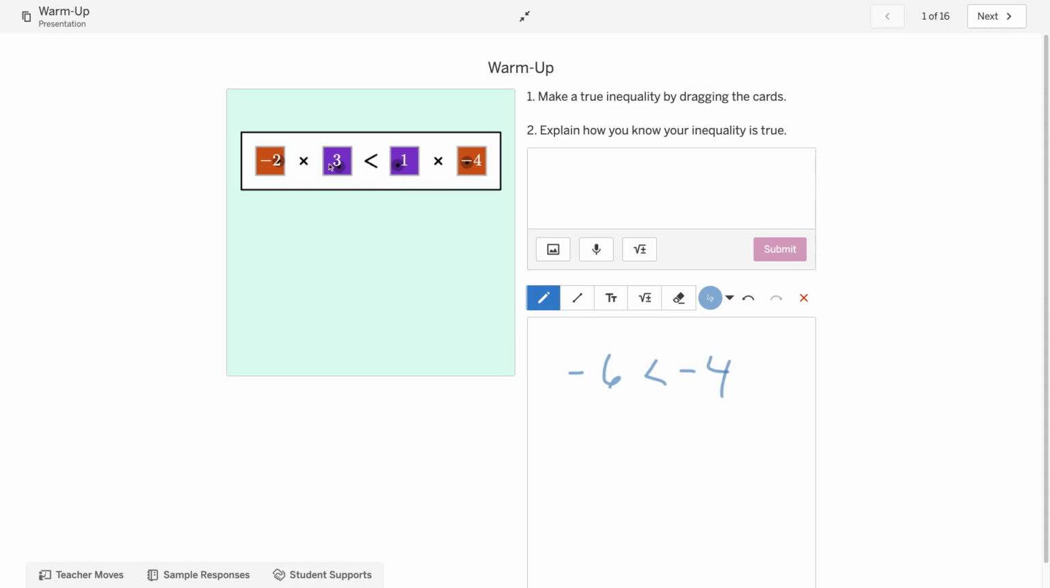I could have rearranged it another way, but for example, I could have taken the -4, taken the -2. I could have swapped them. And again, this is going to be 1 times -2 is -2, and -4 times 3 is going to be -12. And -12 is less because we always know that the larger the negative number, the less value it has.